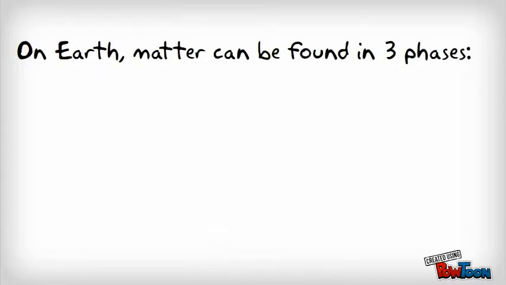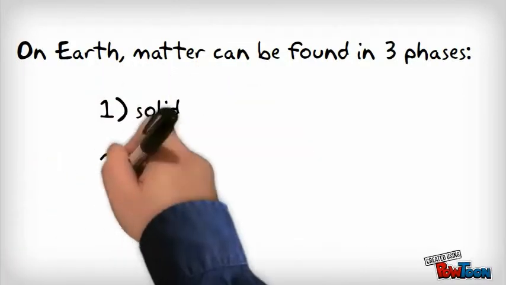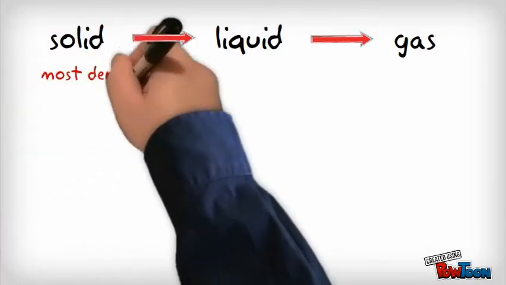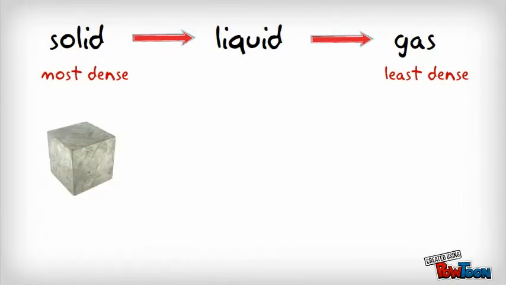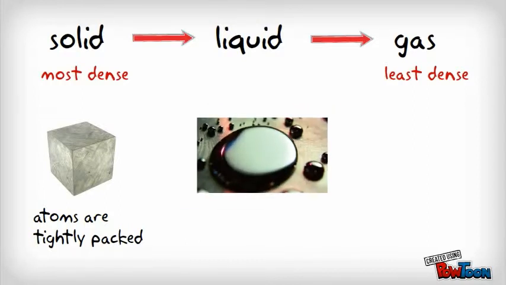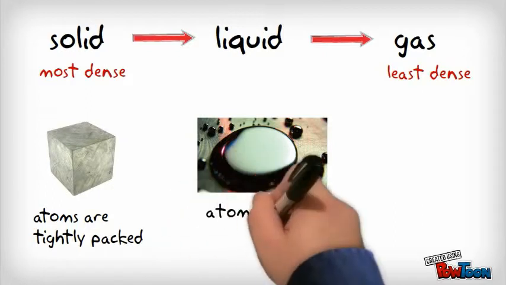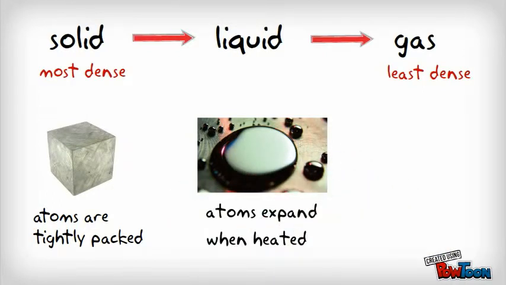You already know that most types of matter can be found in three phases on the Earth: solids, liquids, and gases. Materials are most dense when they're solids, and least dense when they're gases. Think about a piece of solid metal. When you find metal as a solid, the molecules and atoms are tightly packed together. But if you heat the metal up and it starts to melt, it will expand. So since it's expanding, it means the molecules are less tightly packed. And that's why liquid metal is less dense than solid metal.